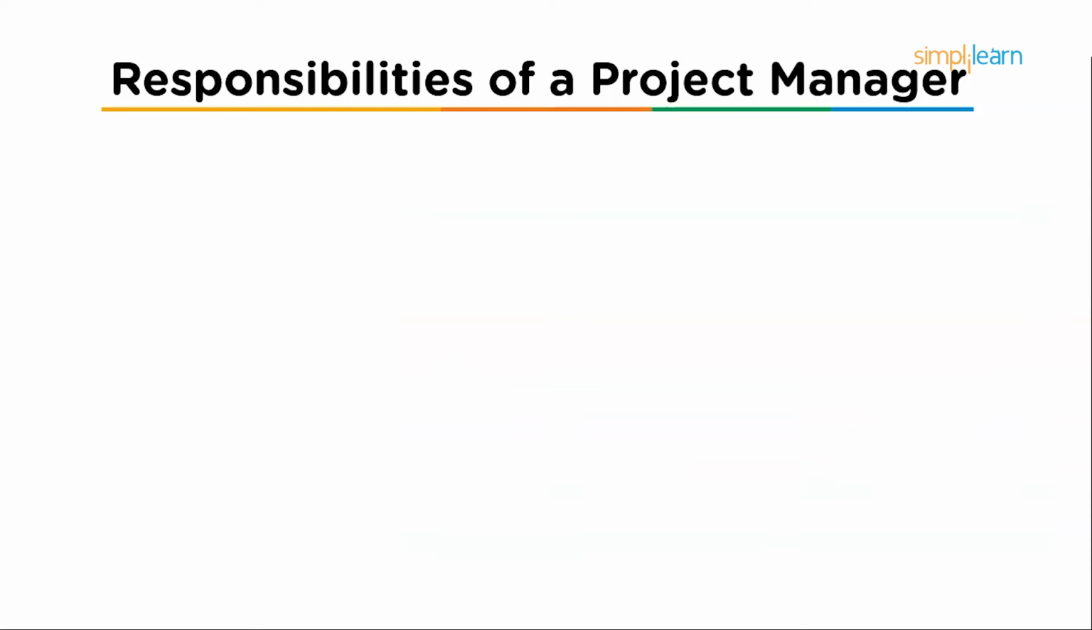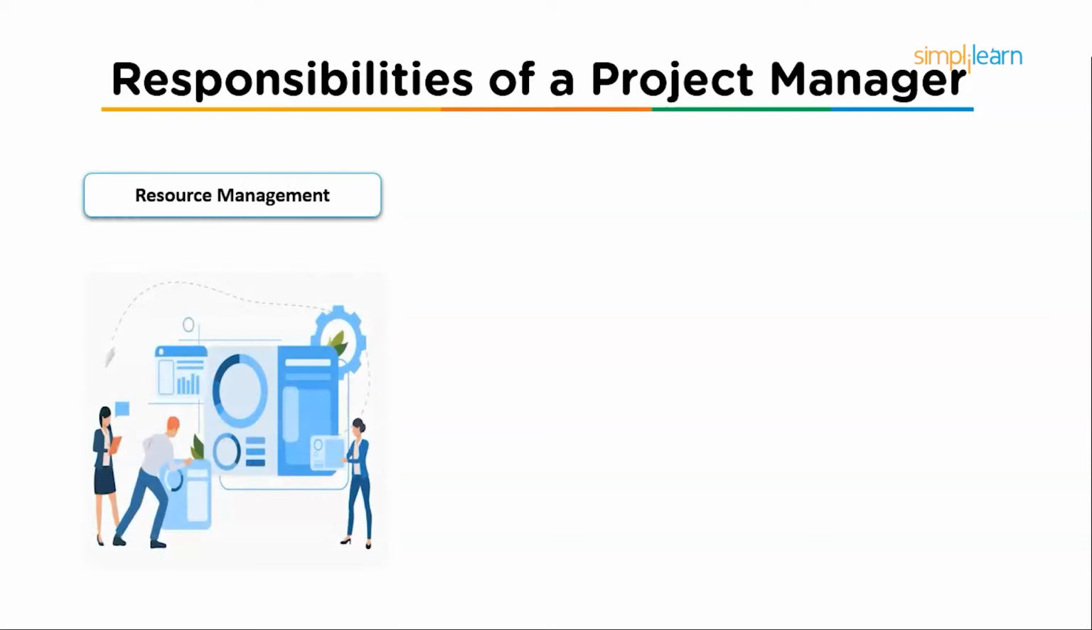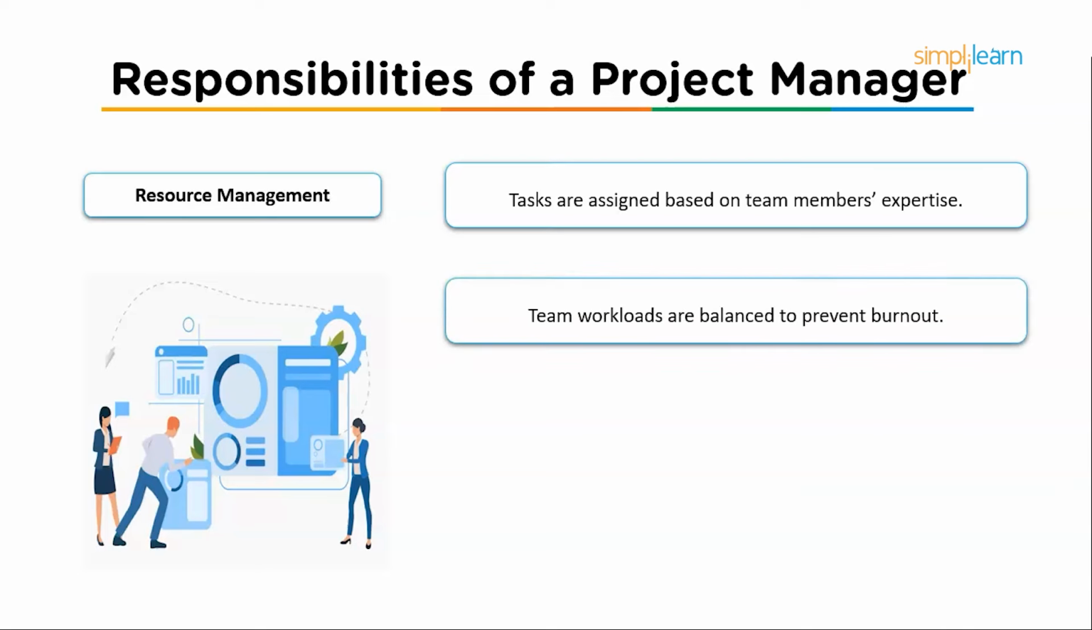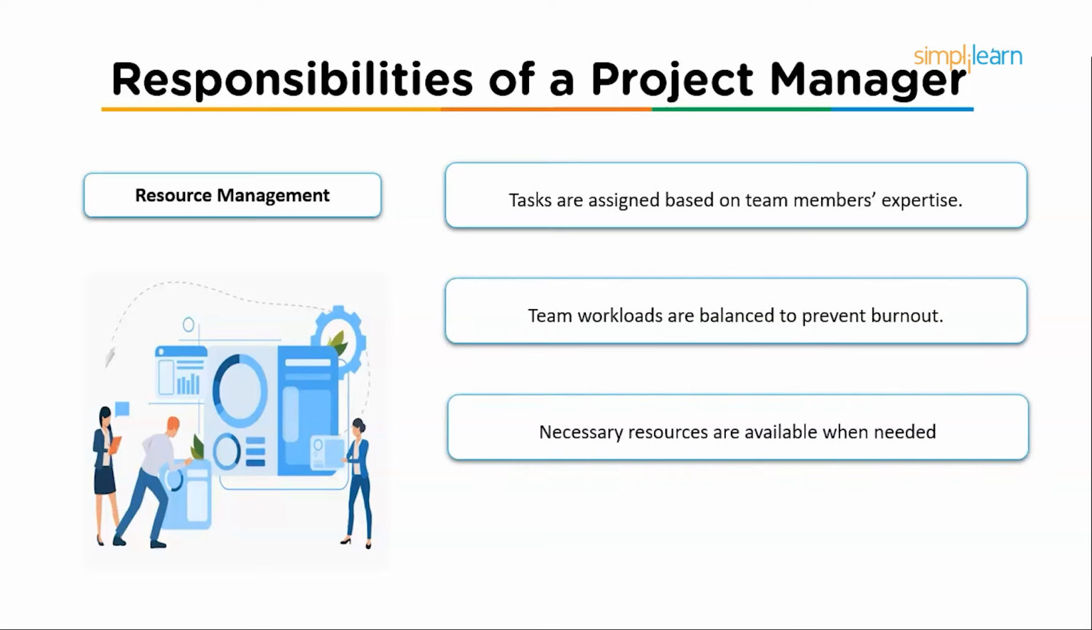So the second is resource management. Managing the right people, tools, and materials is critical for project success. The project manager ensures that tasks are assigned based on team members' expertise. Then he ensures team workloads are balanced to prevent burnout. Then he also ensures that the necessary resources, that is, the software, equipment, and infrastructure, are available when needed.